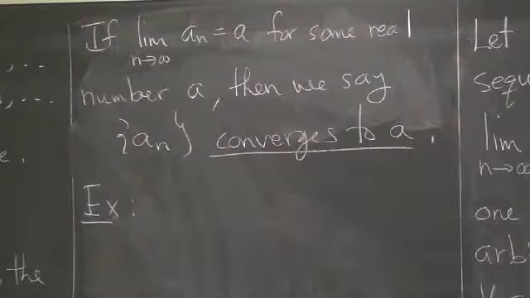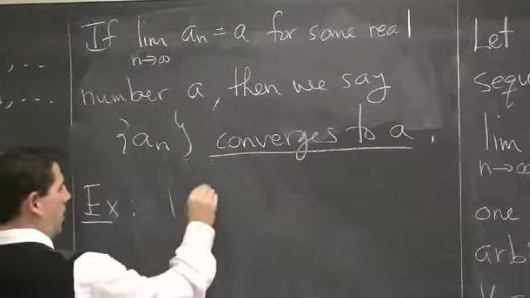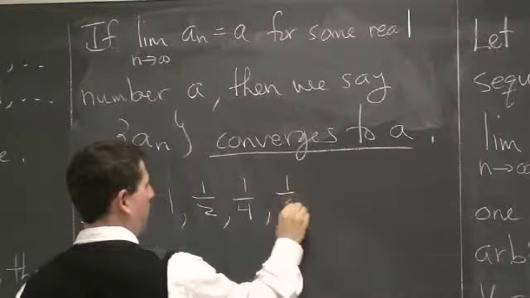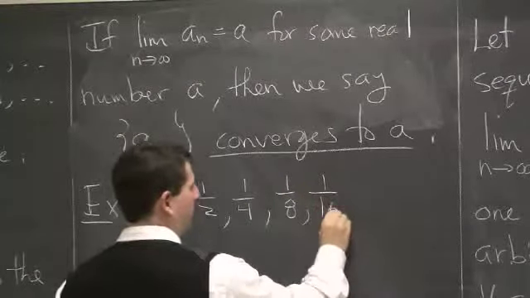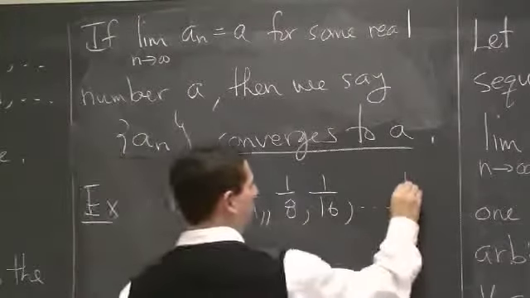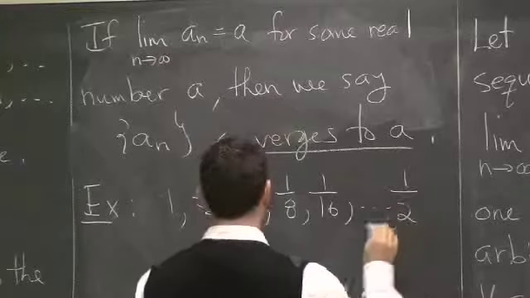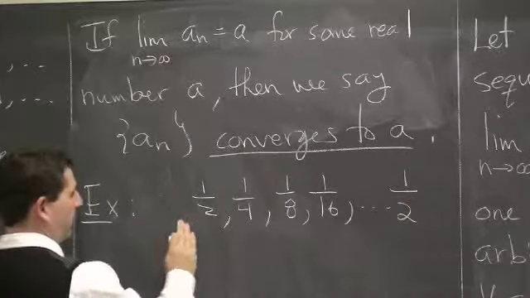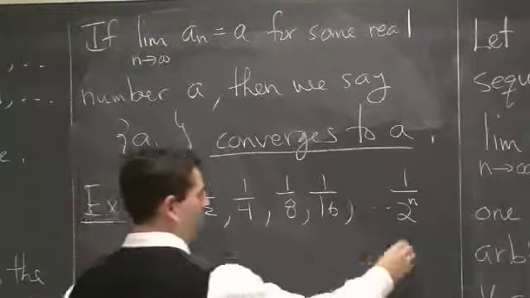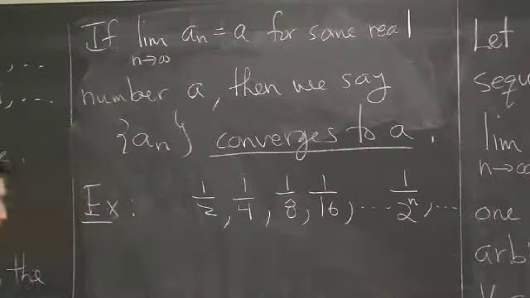Okay, so let me give you a sequence. 1, 1/2, 1/4, 1/8, 1/16. You can see where this is going, right? The nth term is going to be 1 over... Actually, let me leave the 1 off so that this formula I'm writing is correct. 1 over 2 to the n for the nth term. And it keeps going.